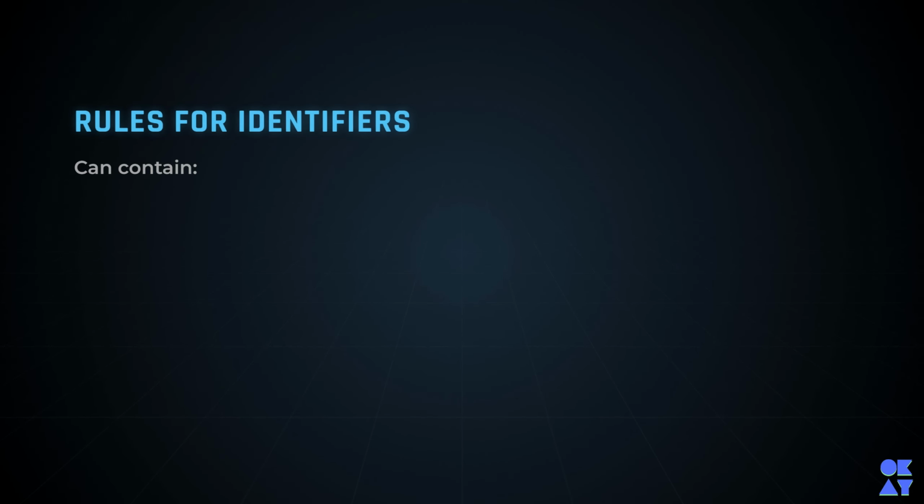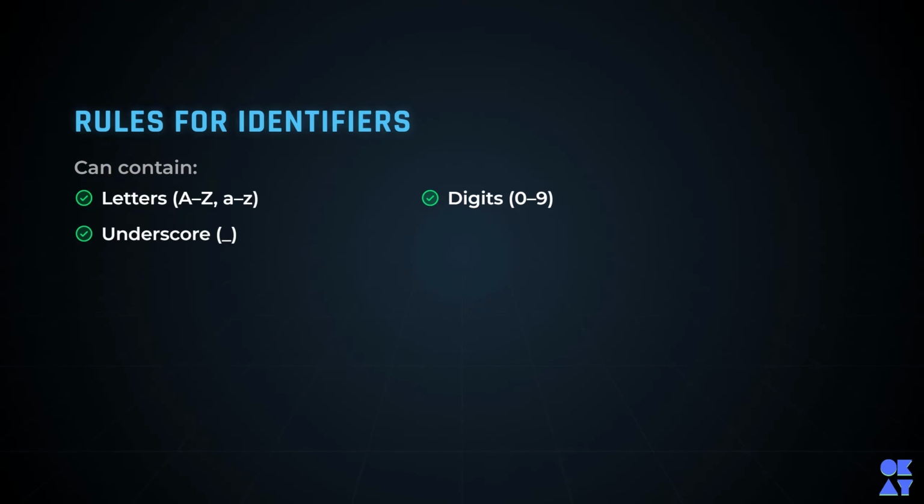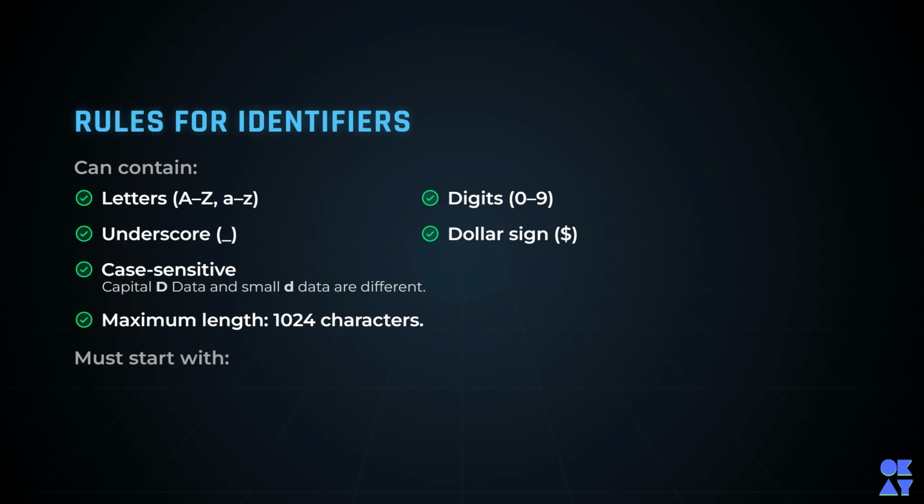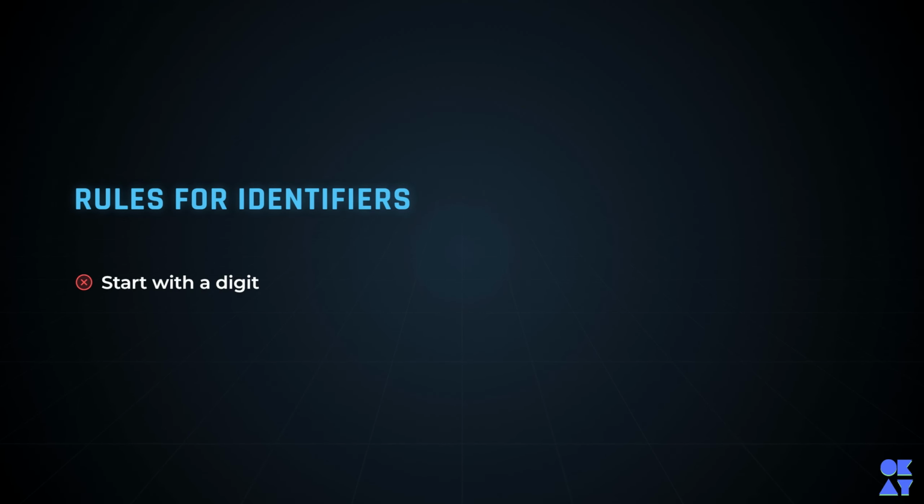Rules for identifiers: they can contain letters, A through Z and lowercase a through z, digits 0 through 9, underscore, and the $ sign. They are case sensitive: capital D data and small d data are different. Maximum length is 1024 characters. An identifier must start with a letter or underscore. It cannot start with a digit, or be just a $ sign.